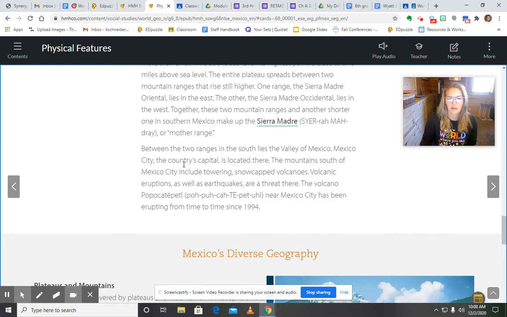Mexico City, the country's capital, is located there. The mountains south of Mexico City include towering snow-capped volcanoes. Volcanic eruptions as well as earthquakes are a threat there. The volcano Popocatépetl, do your best to pronounce that one, near Mexico City has been erupting from time to time since 1994.